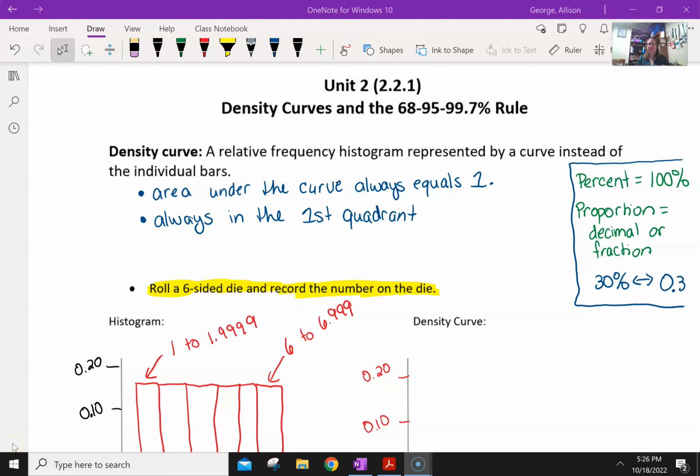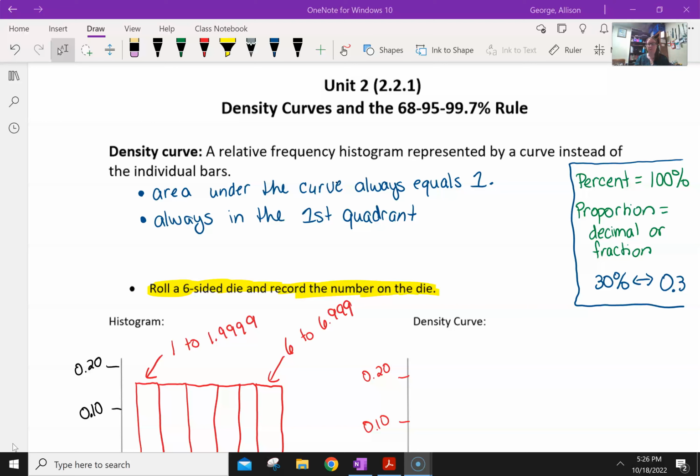This is section 2.2.1. So we're talking about density curves and the empirical rule. Density curves are basically the umbrella of what we're talking about this chapter. Both normal curves and what we're going to get ready to talk about, uniform density curves, all fall under this umbrella.